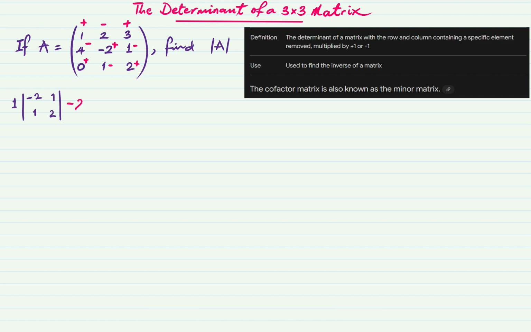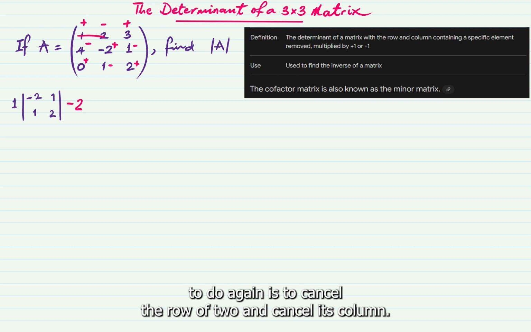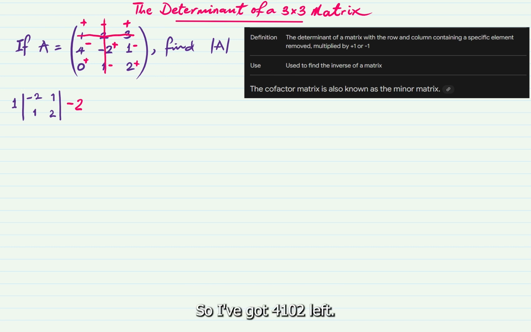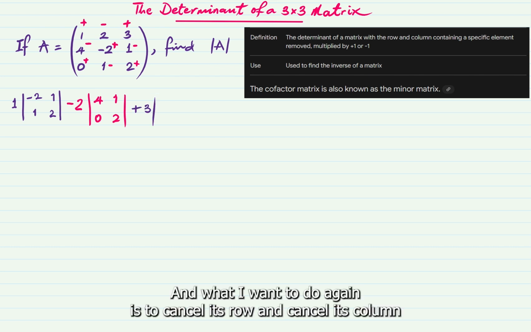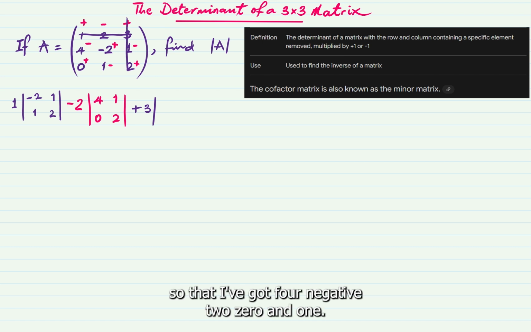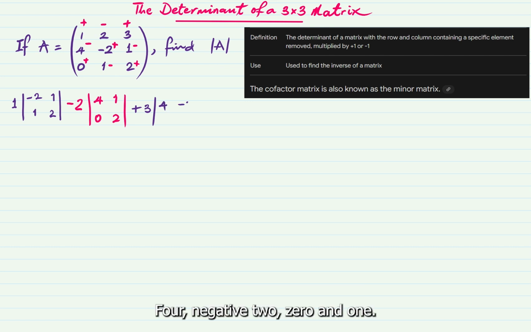So I put -2. Of course, what I want to do again is to cancel the row of 2 and cancel its column. So I've got 4, 1, 0, 2 left. And then for the next one, we have +3. And what I want to do again is to cancel its row and cancel its column, so that I've got 4, -2, 0, and 1.